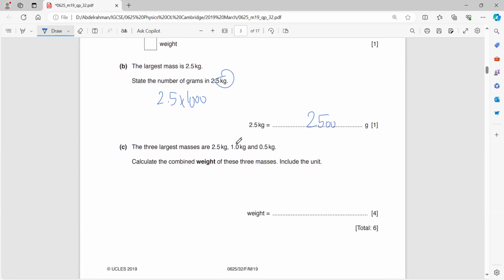The three largest masses are 2.5, 1, and 0.5. Calculate the combined weight of them. We add them: 2.5 plus 1 plus 0.5 gives a total mass of 4 kilograms. How can I find the weight? Weight equals mass times gravity, mg, times 9.8. So 4 times 9.8 is 39.2. And what's the unit? Newton. Okay, piece of cake.